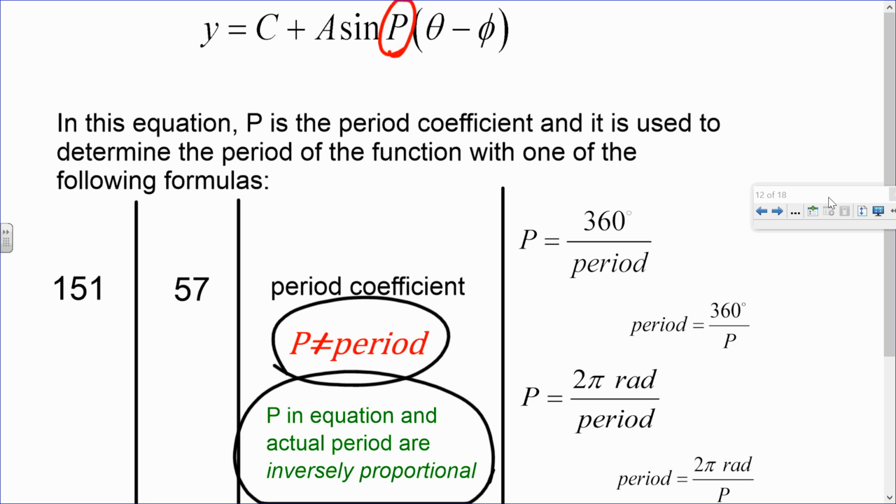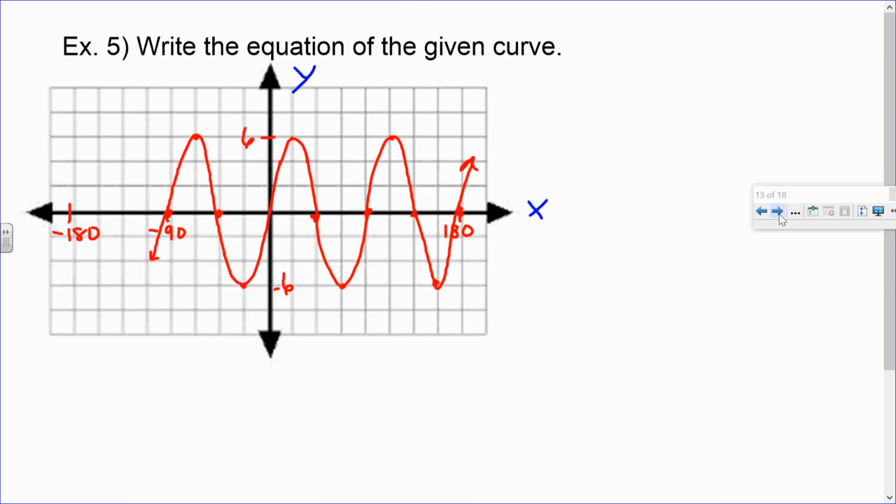So let's see if we can do a little bit of this with some equations and graphs. So for this one, what is my center line? What is my amplitude? Can I do this without a shift? Do I have a max, min, or center line on the y-axis? So let's be nice to ourselves and do it without a shift. So phi is 0.